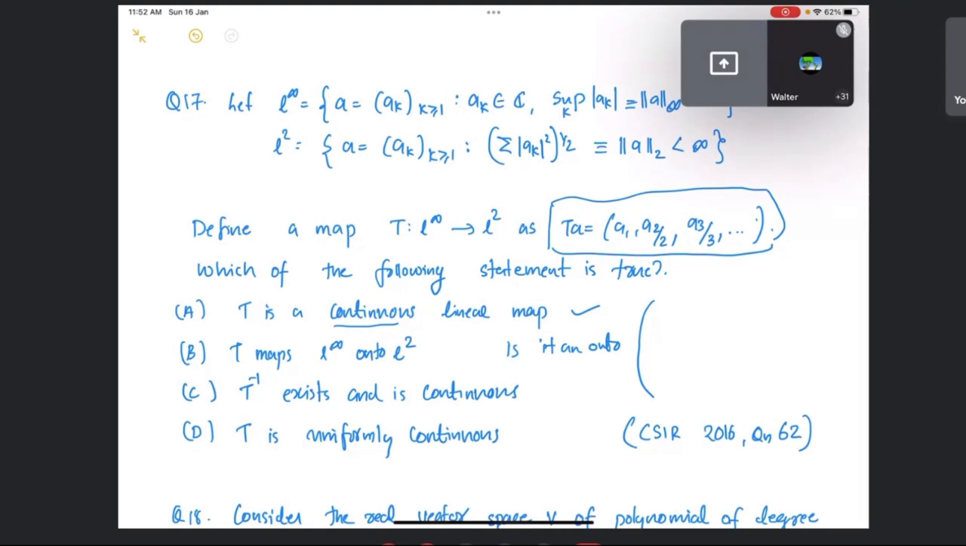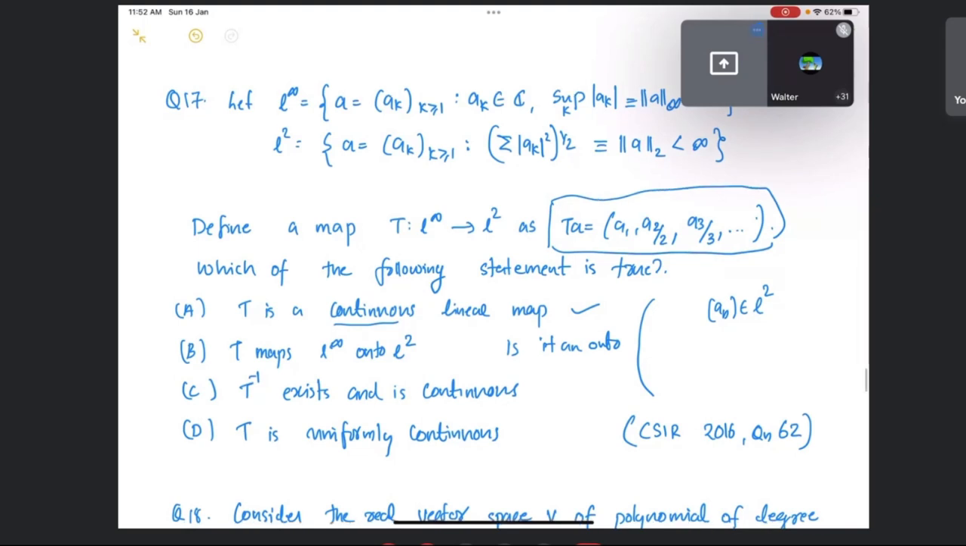So if you have a sequence a_n in L2, then the question is asking: is a_n of the form b_n by n, where b_n belongs to L infinity? Or in another way, if you take the inverse map, does there exist a b_n, or n times a_n belongs to L infinity? This is the question, right?